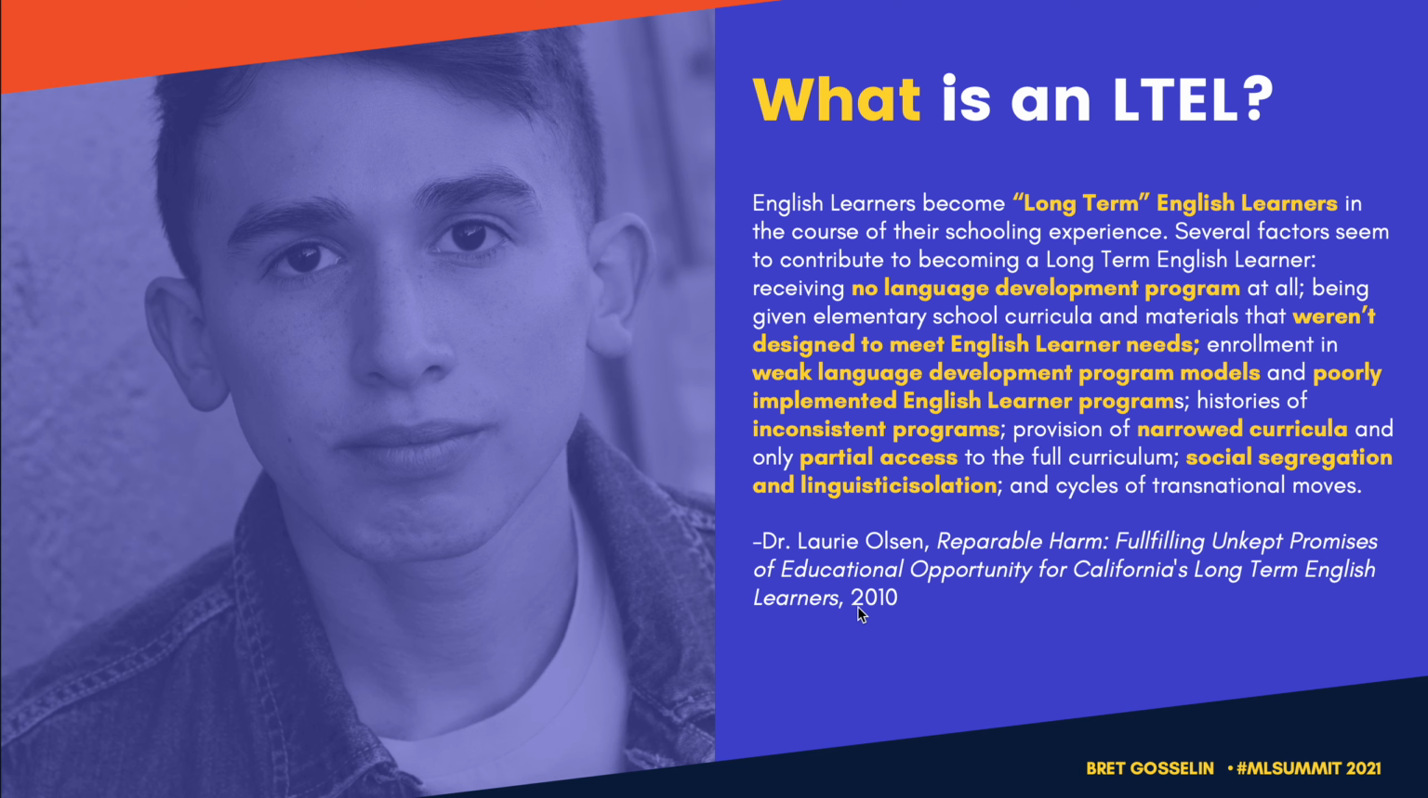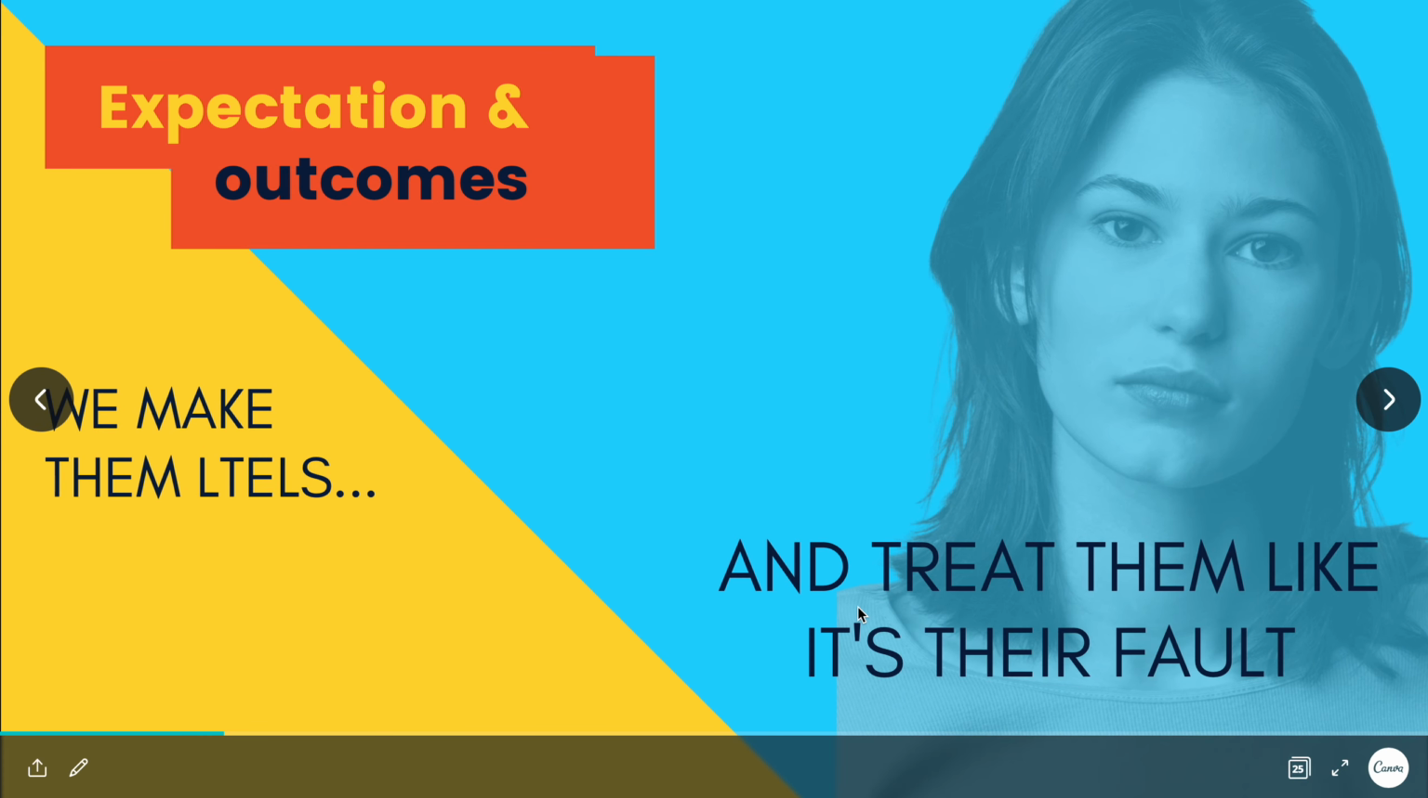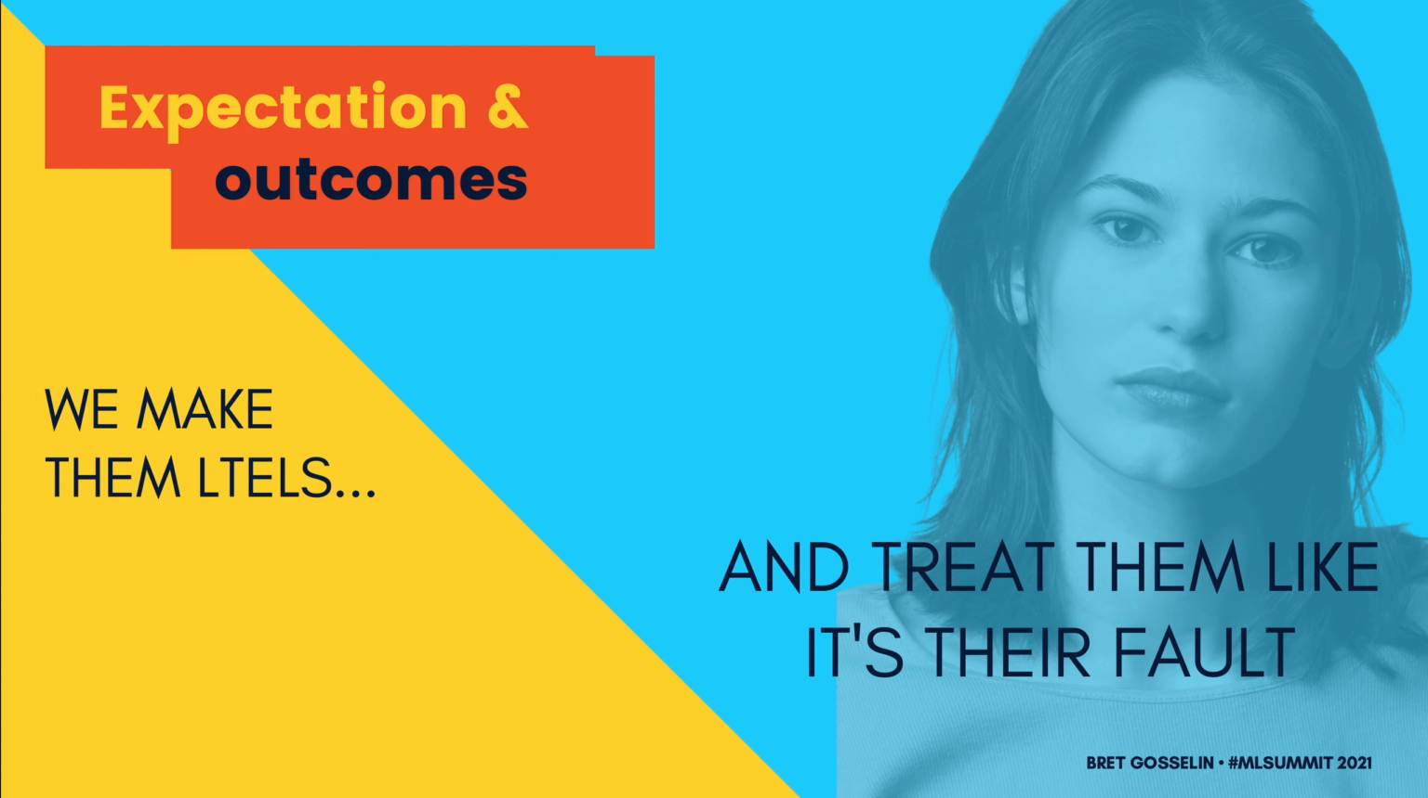So with all that in mind, the takeaway from that is what does that really mean? What that means is, basically, we as educators are the ones that are making LTELs. And then when those students come to us as secondary learners, we kind of treat them like it's their fault. We see these negative behaviors that we talked about before. Things show up like being disconnected or disengaged, all the way to being defiant or acting out in class.